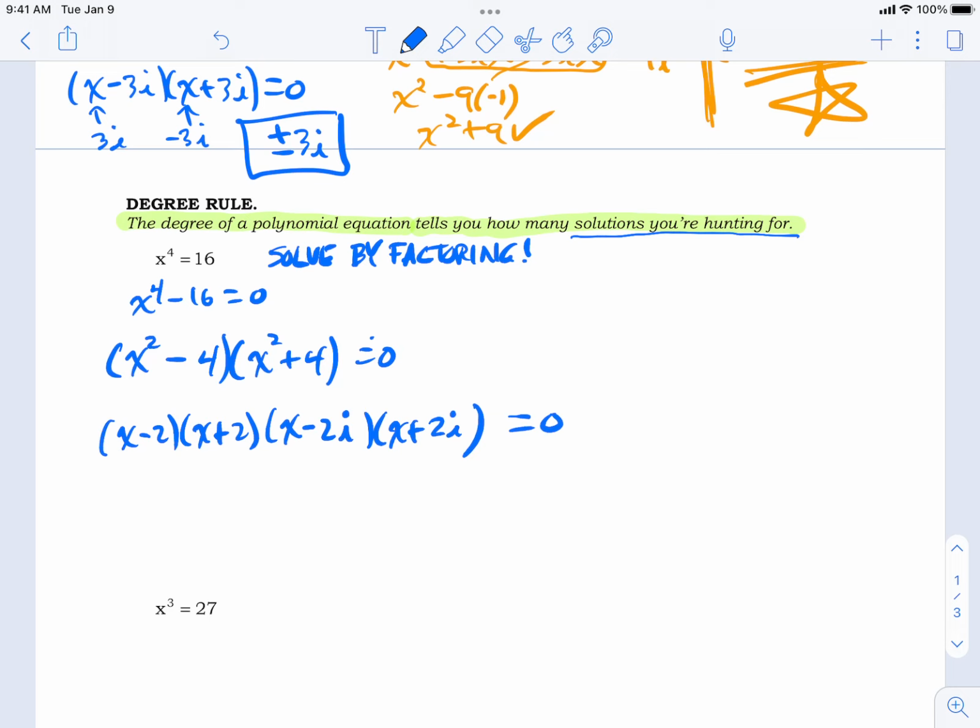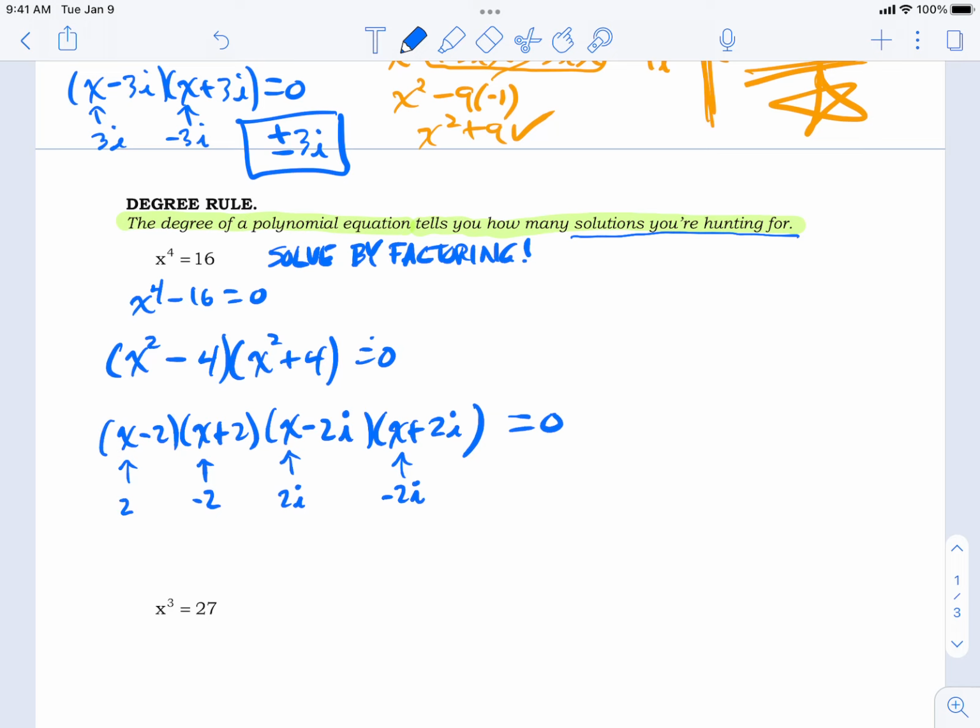Notice I'm going to have 4 solutions. x could be 2. If you put a 2 there, it makes that parentheses 0. If I put a negative 2 there, it'll make that parentheses 0. If I put a 2i right there, it'll make that parentheses 0. If I put a negative 2i there, it'll make that parentheses 0. Making any one of these parentheses equal to 0 counts as a solution, right? So I got 4 solutions.